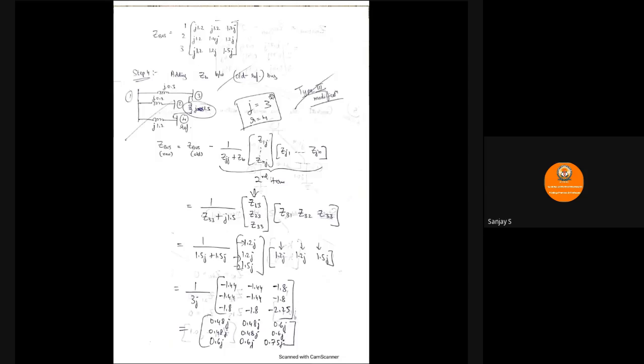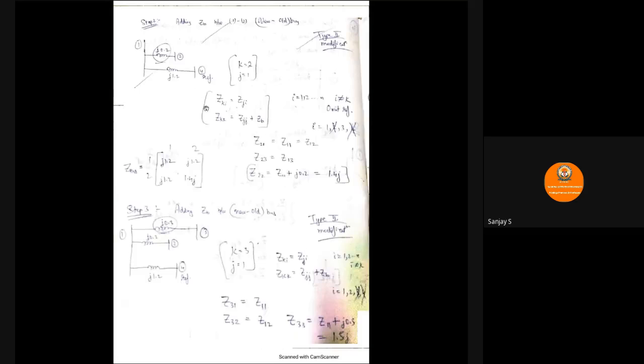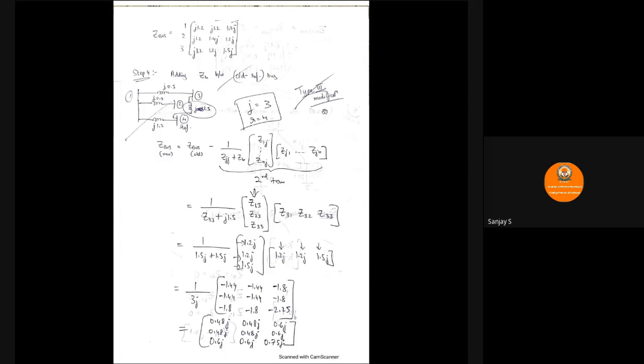Then as per the problem, after adding the element between 3 and 1, we have to add between 4 and 3. So between 3 and 4, 4 is reference, 3 is old bus now. So it becomes type 3 modification. So J will be 3, reference R will be 4. Z bus new will be equal to Z bus old minus 1 over ZJJ plus ZB, times Z1J up to ZNJ. Totally 3 buses are there.